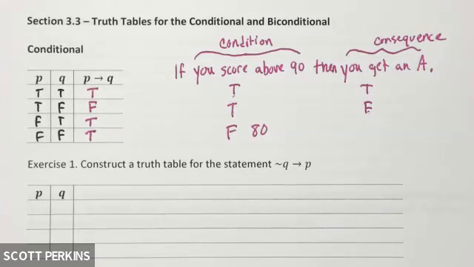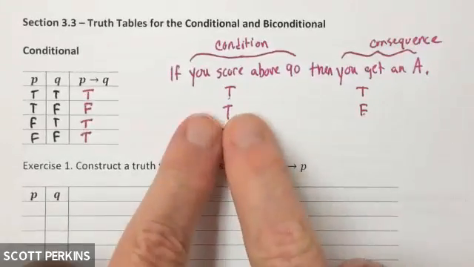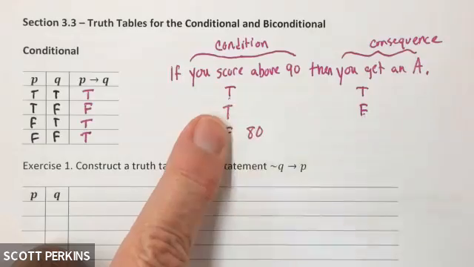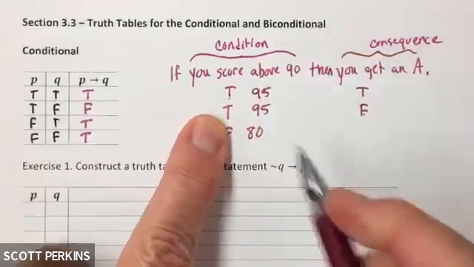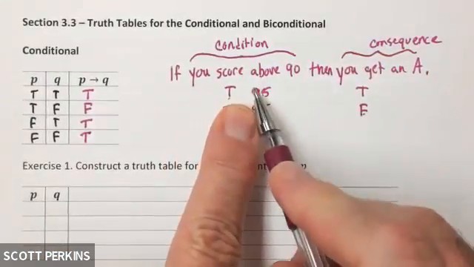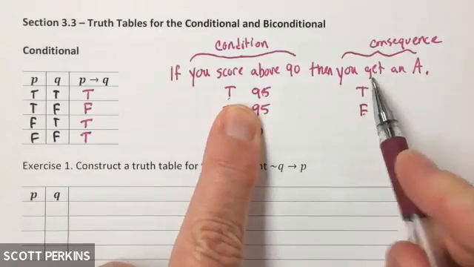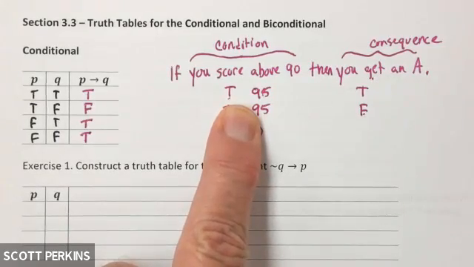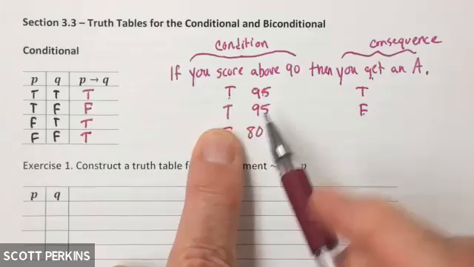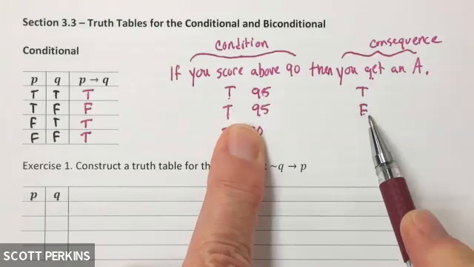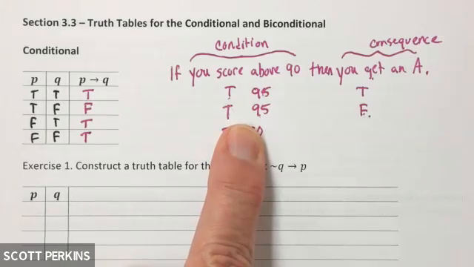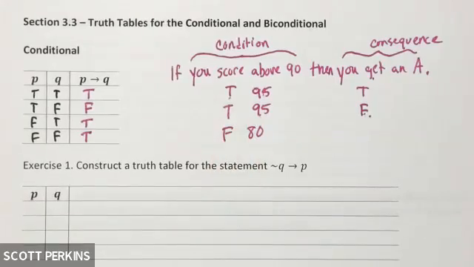It's automatically true because notice in the first two situations, you met the condition. Let's say you got a 95. Here, you got a 95, you met the condition, you got an A. This statement did exactly what it was supposed to do. You got what you were promised. Here, you got the 95. You did not get an A. Okay, you did not get what was promised. That's why that one's false. I think those two are very clear to see.